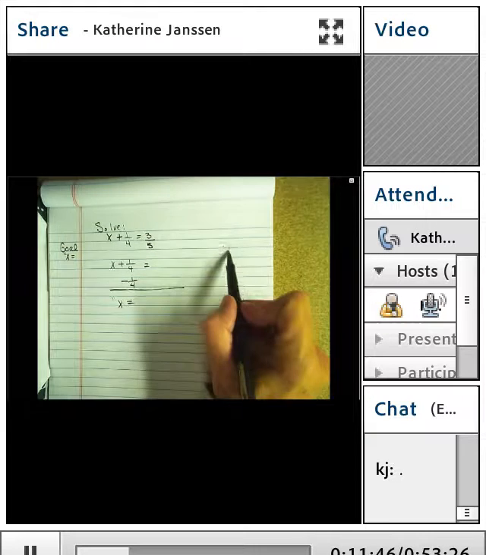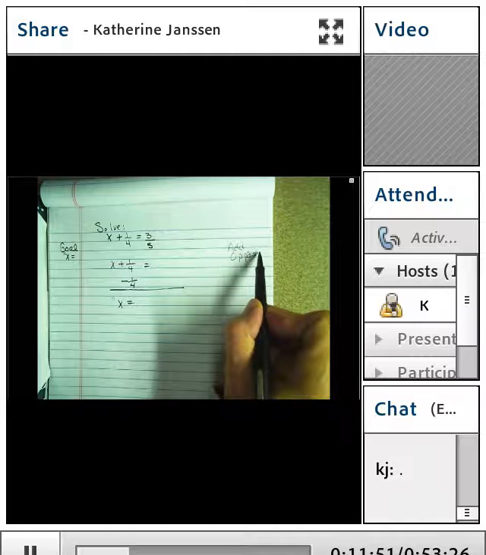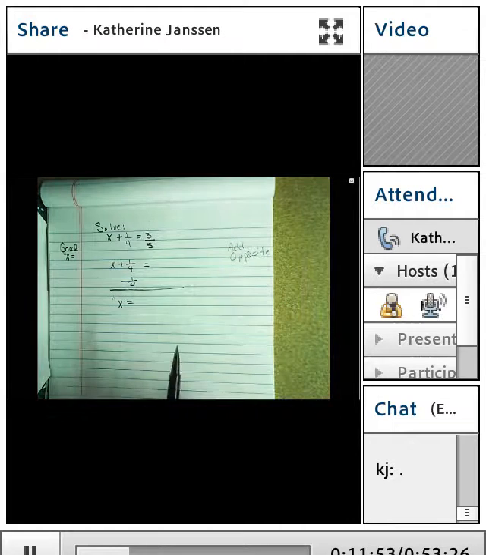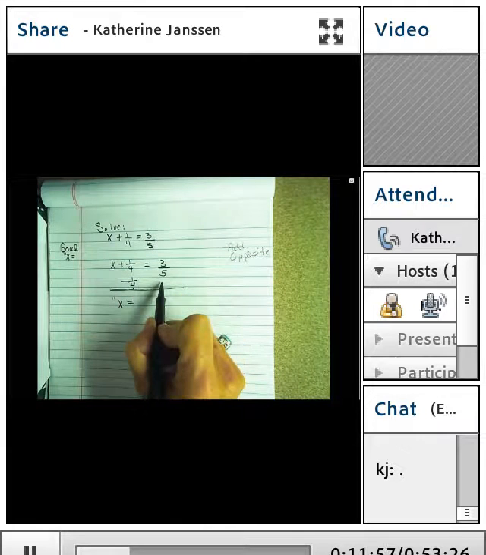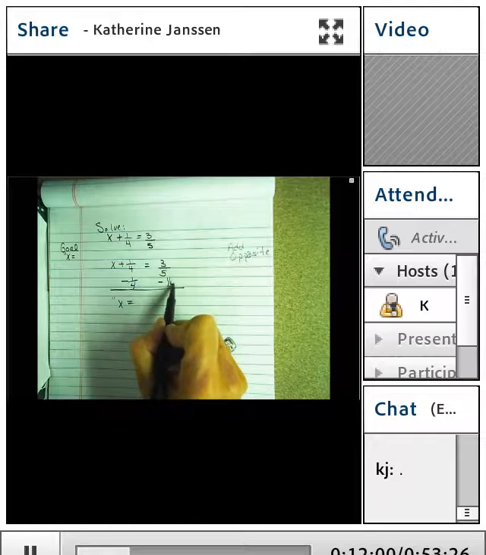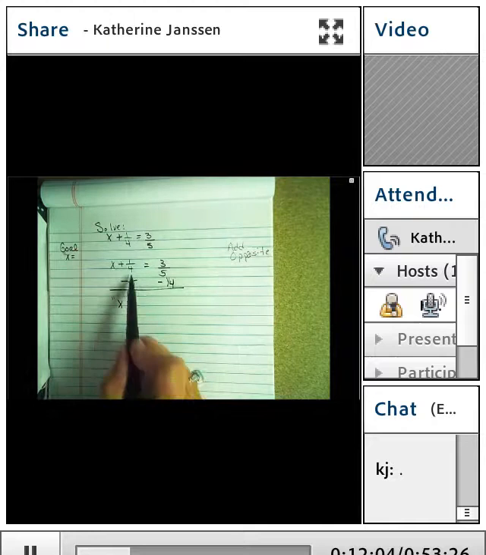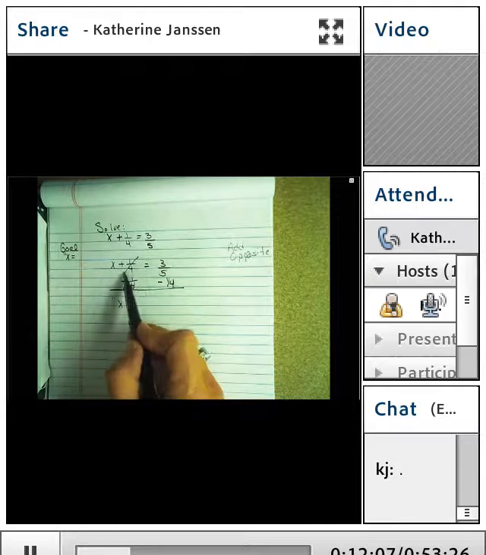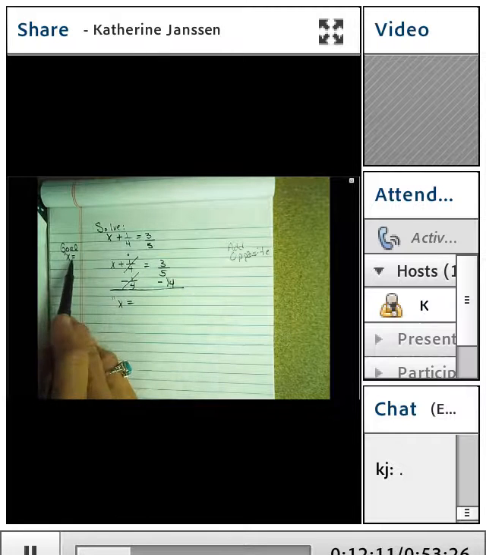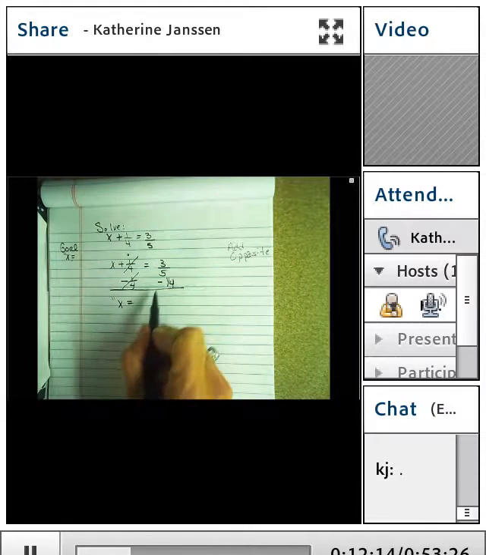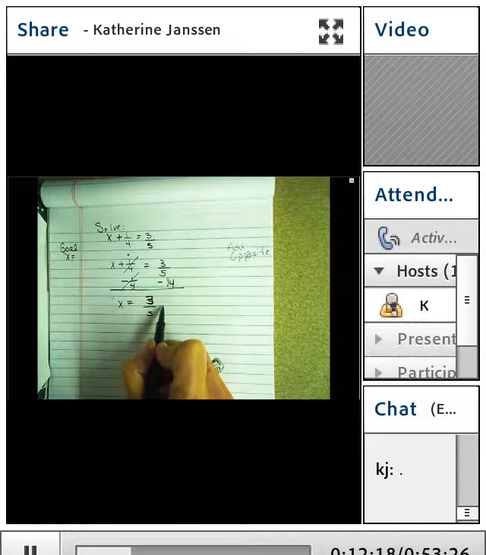So I added the opposite. But if I add the opposite to this side of the equation, I need to add the opposite to this side of the equation. Now my goal, this is x plus 0. A positive and a negative goes to 0. X plus 0 is x equals. So I have a start with my goal. But what's left on this side, I have 3/5 minus 1/4.